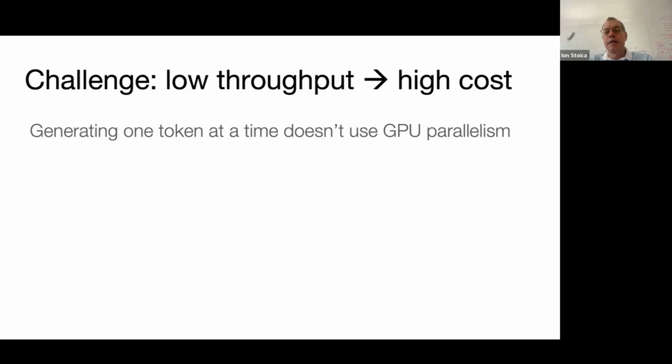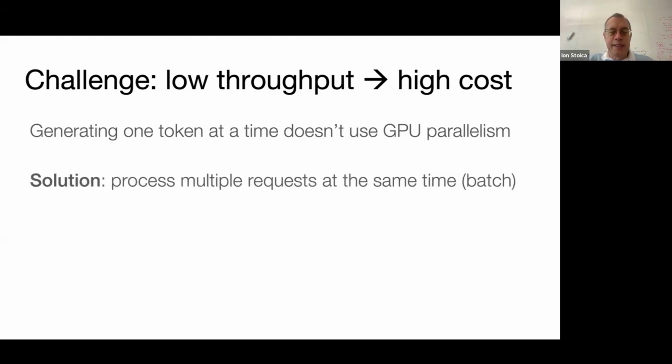So what is the solution, right? Okay, so you have one request, you generate one token at a time, very low GPU utilization. So how do you increase it? Well, obviously, one way to increase it is that you can process multiple requests at the same time, right? You can have a batch of requests.